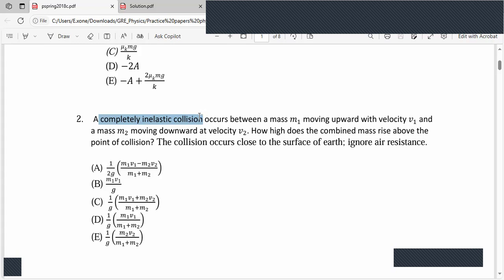So the information given in that problem is that the two masses m1 and m2 are going to have an inelastic collision, and in an inelastic collision the two masses are going to combine with each other and they will move further together. So we can solve it by using the concept of the conservation of momentum and some other equation of kinematics.